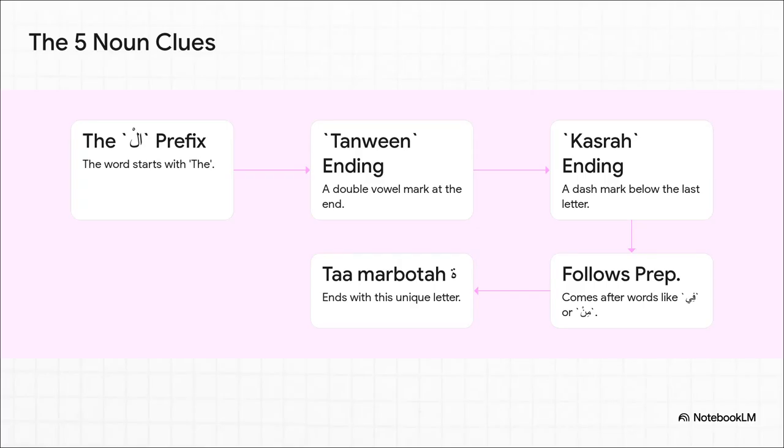All right, detective, here's your toolkit. These are the 5 clues we're going to be looking for. Some are at the beginning of a word, like the definite article, al. Some are at the end, like a special vowel marking called tanween, another one called kasra, or this unique letter, the ta marbuta. And one clue is all about its neighbors, what comes right before it. So let's dive in and look at the evidence, one clue at a time.